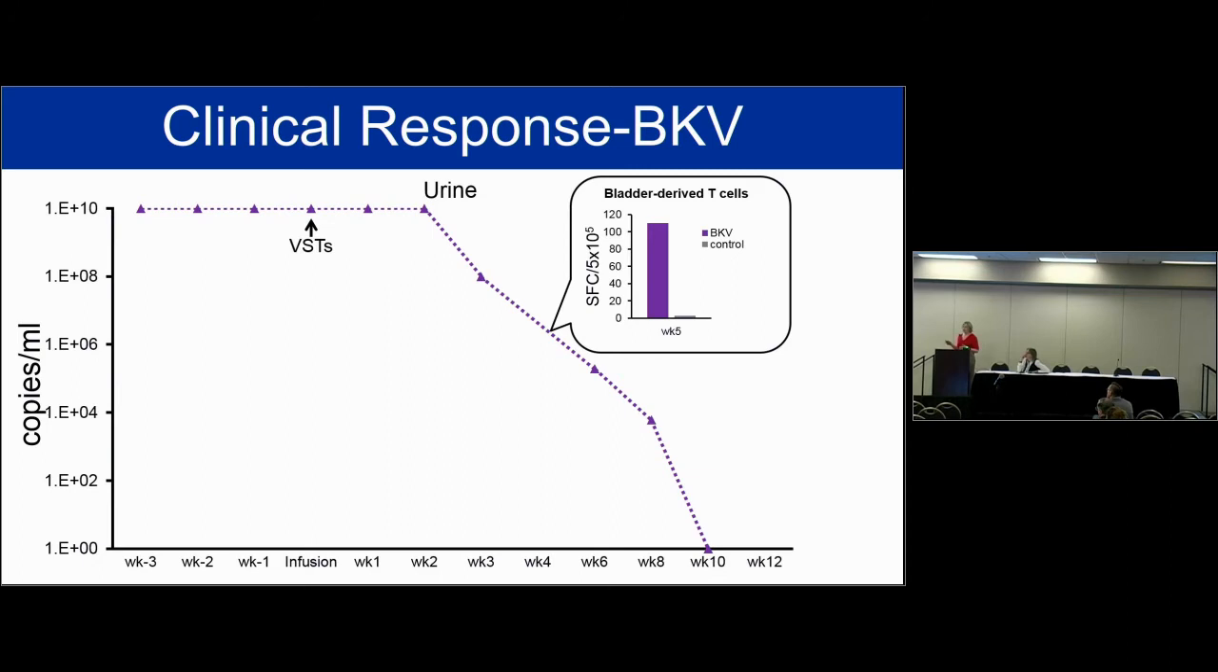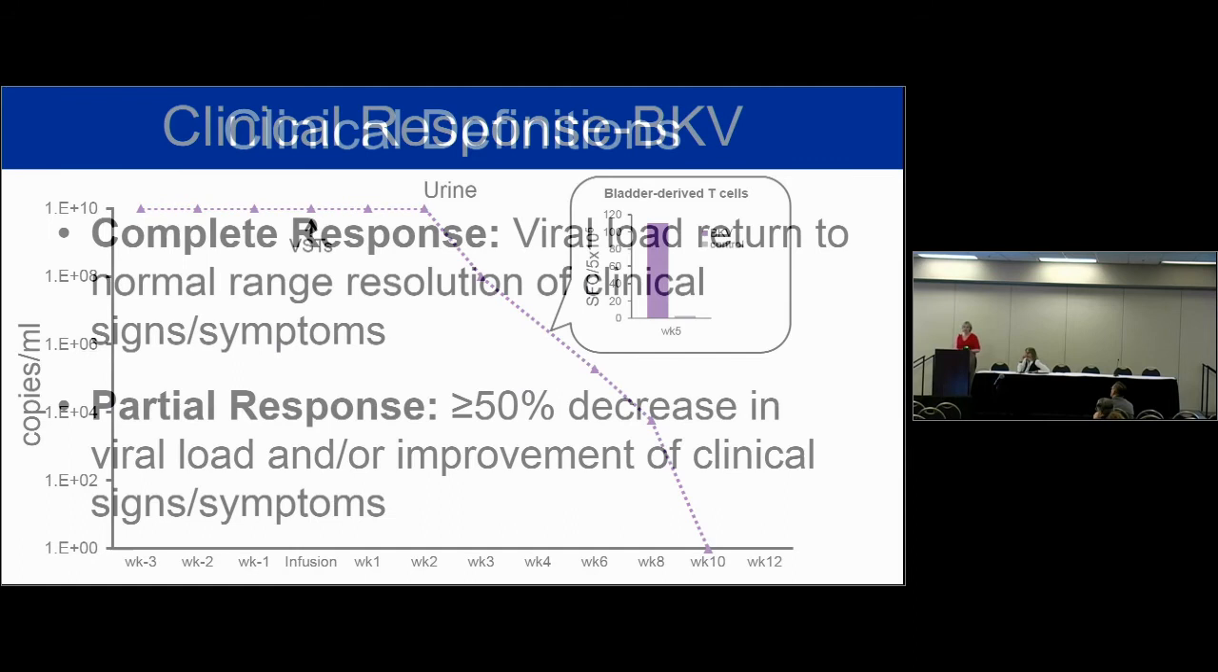And it was interesting, in this patient, we managed to get a biopsy sample from the bladder taken when we were seeing this really precipitous drop in the viral load post-infusion of our T cells, and we were actually able to detect our T cells at the site of disease in this patient, again showing the ability of these T cells to home to tissue disease sites and actually mediate antiviral effects.